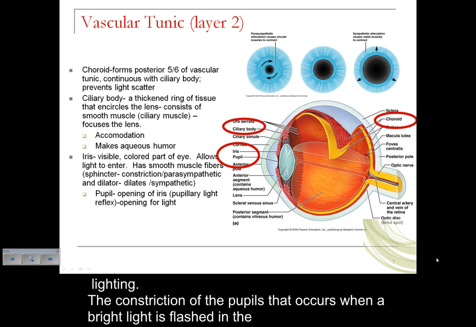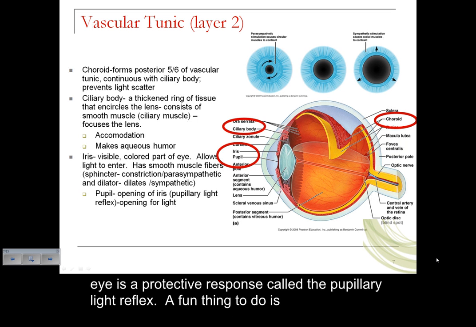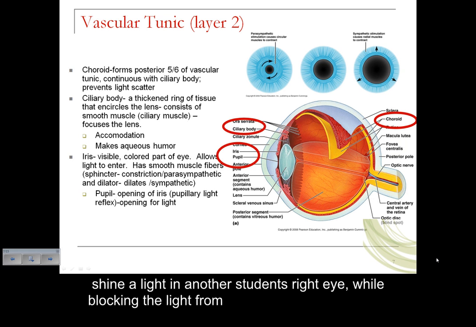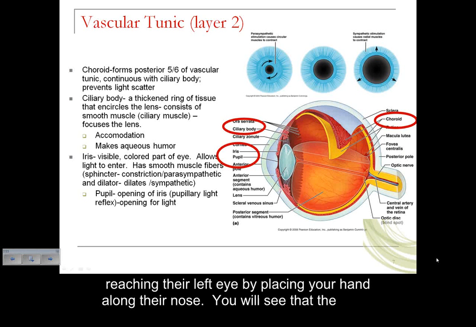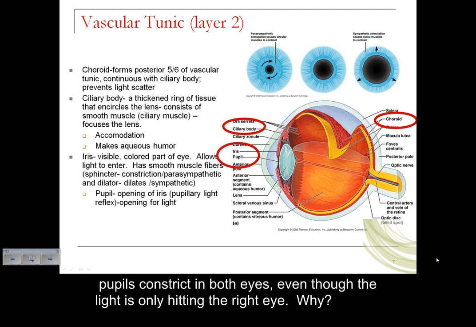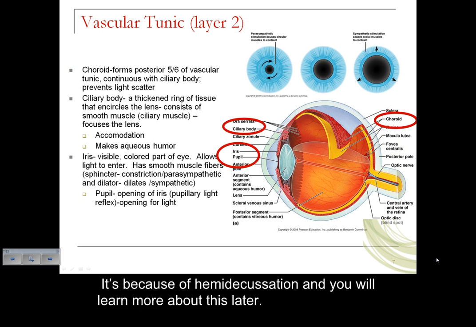The constriction of the pupils that occurs when a bright light is flashed in the eye is a protective response called a pupillary light reflex. A fun thing to do is shine a light in another student's right eye while blocking the light from reaching their left eye by placing your hand along their nose. You will see that the pupils constrict in both eyes, even though the light is only hitting the right eye. Why? It's because of hemi-decussation, and you will learn more about this later.